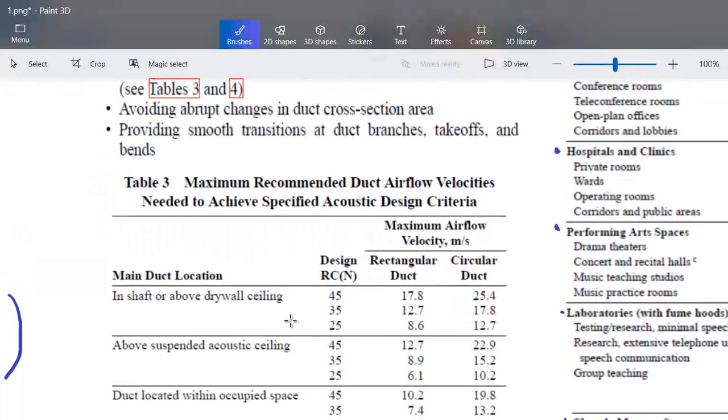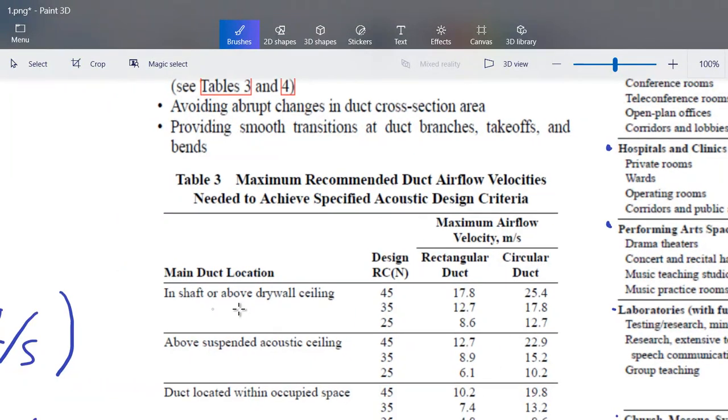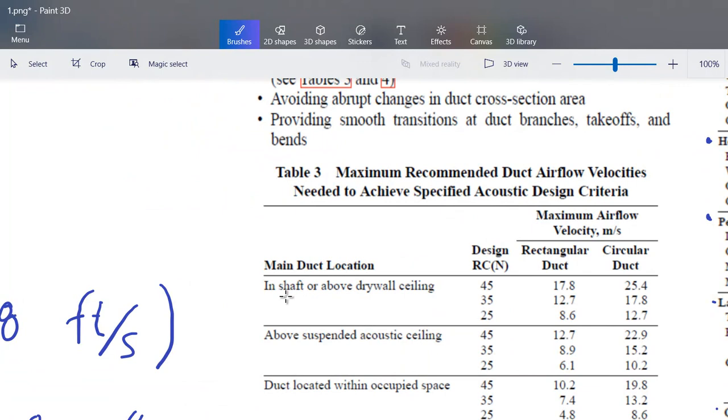Then you will go dito sa the maximum recommended air duct velocity. So from the design criteria, I choose the 35. So we have choices here. So in a shaft or above drywall ceiling, okay. So location of the duct. So main duct location in shaft. So in shaft, so take note. So maki-counter kasi natin sa machine design.